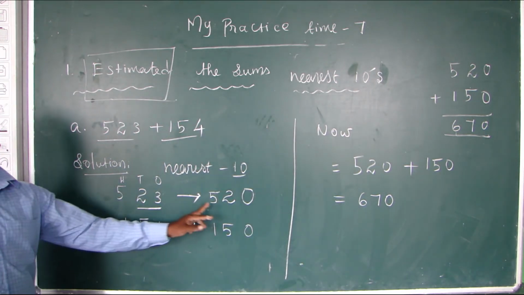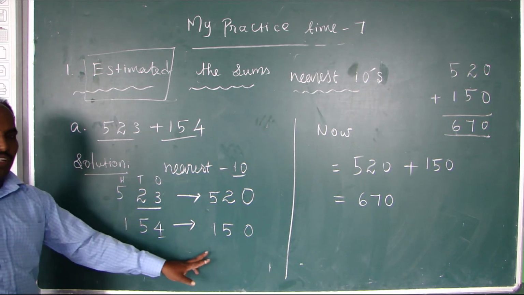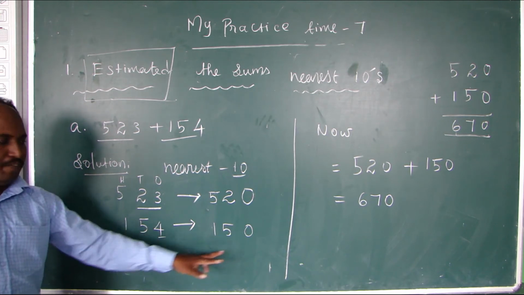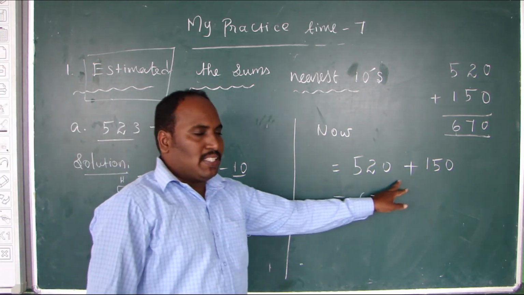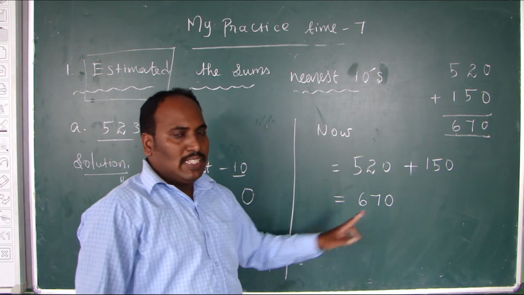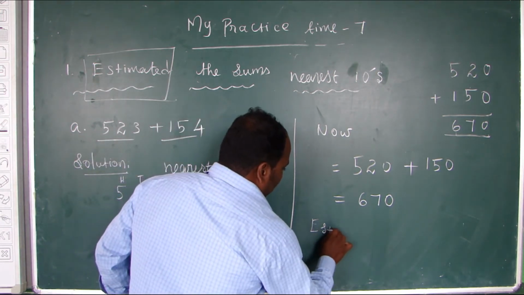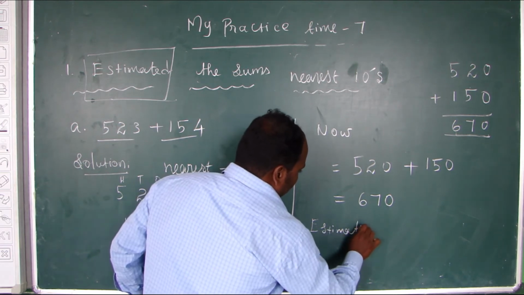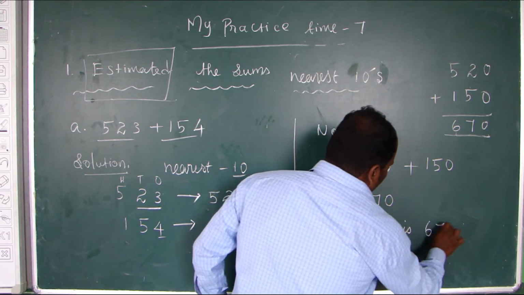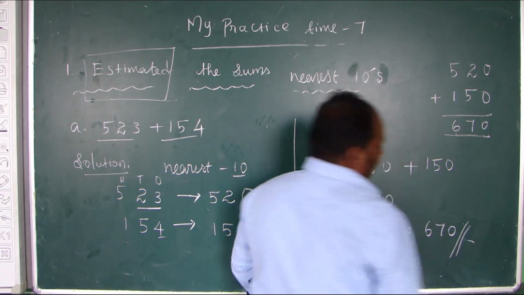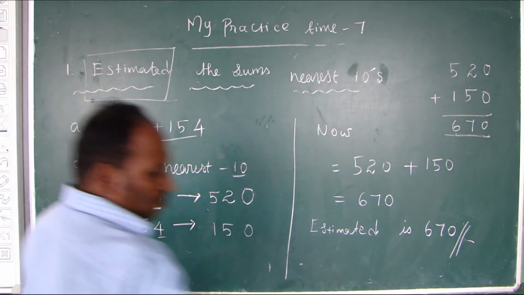523, the rounded value is 520. 154, the rounded value is 150. We add two numbers, 520 plus 150 is equal to 670. Thus the estimated sum is 670. Next, B part.